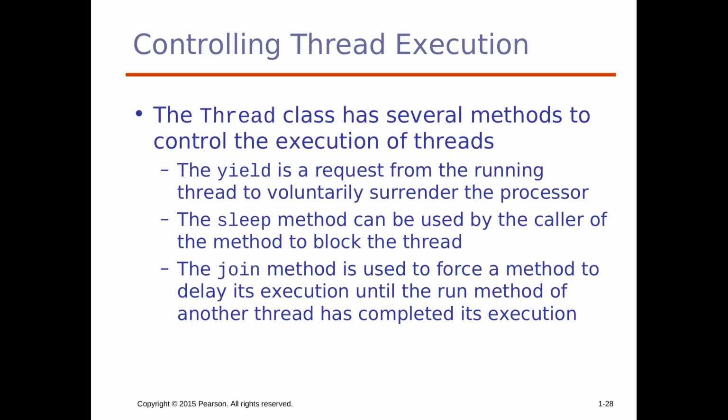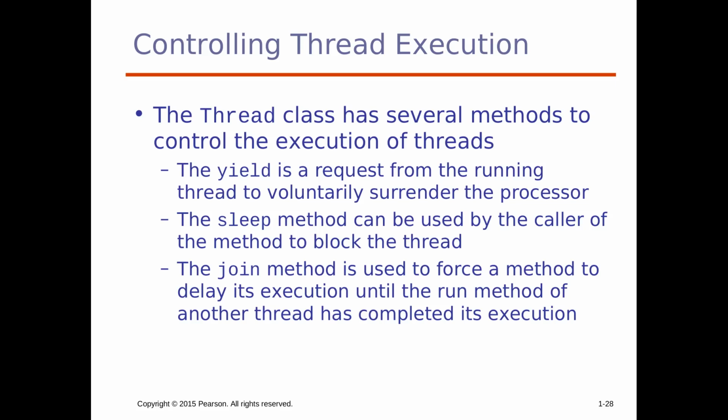Now, when we want to control our thread's execution, the Thread class has several other methods that allow us to do this. We can call the yield method, which is a request from our running thread to voluntarily surrender its use of the processor, and it will yield to any other waiting threads. Note, if there are no other waiting threads, it will continue operating. We can also call sleep, and sleep just blocks the current thread for a certain period of time.